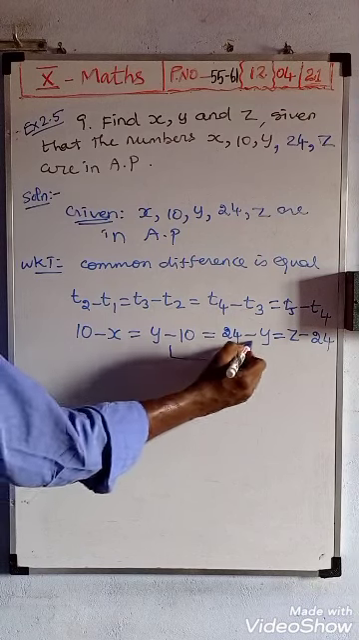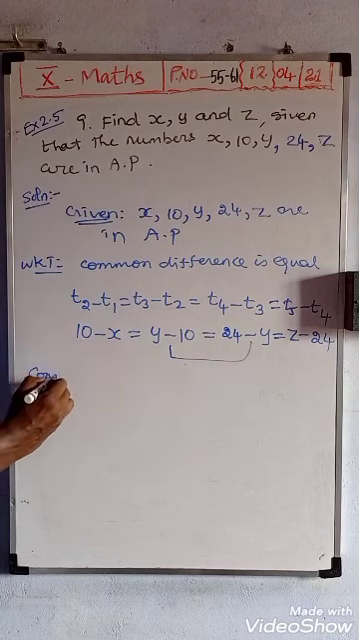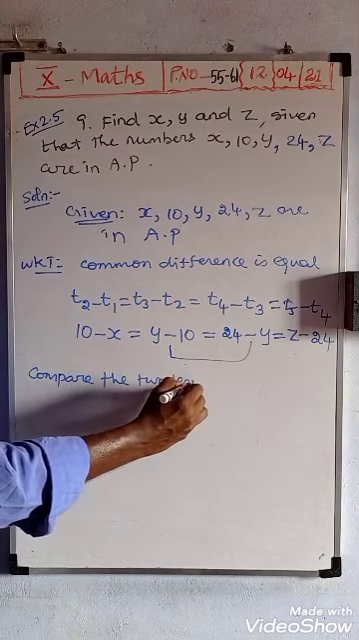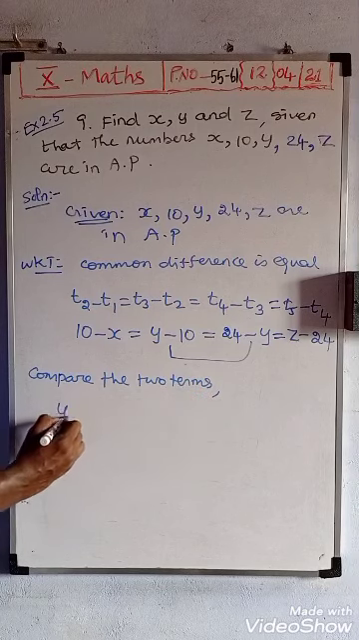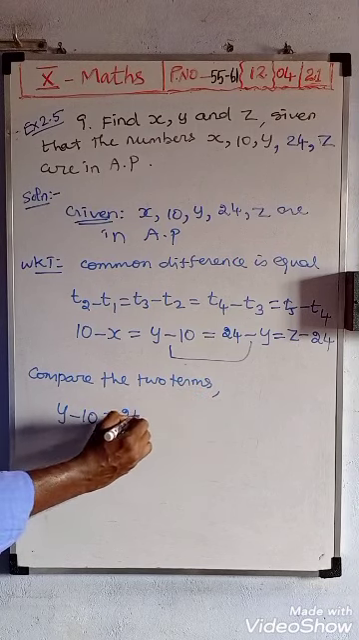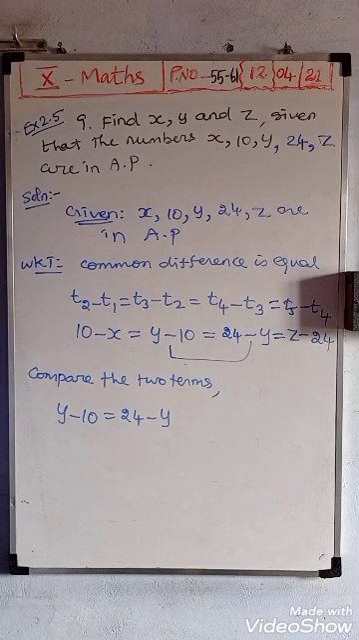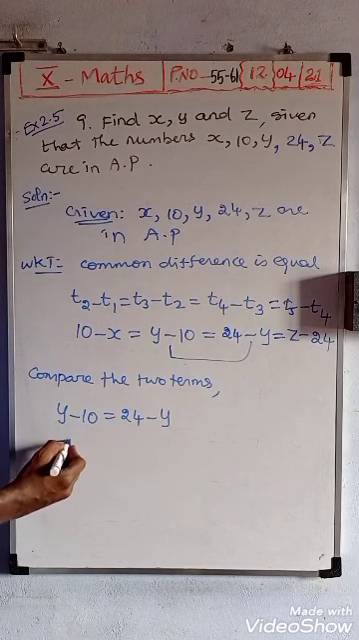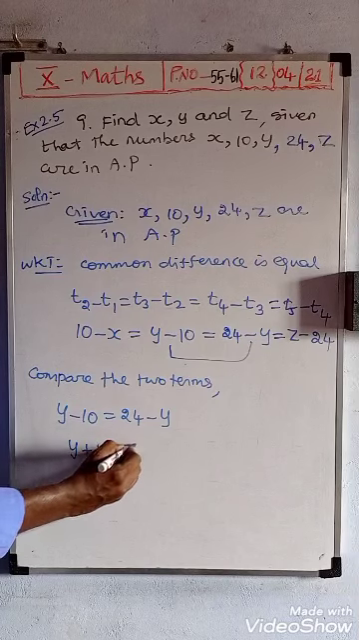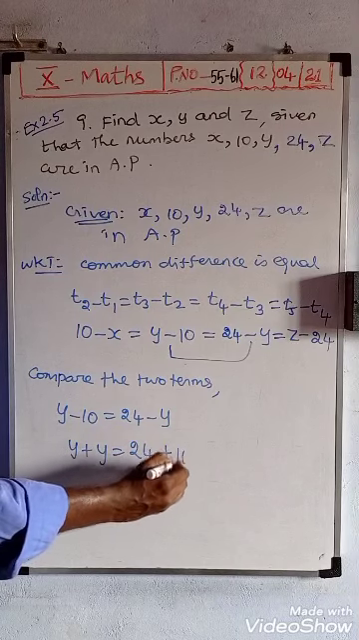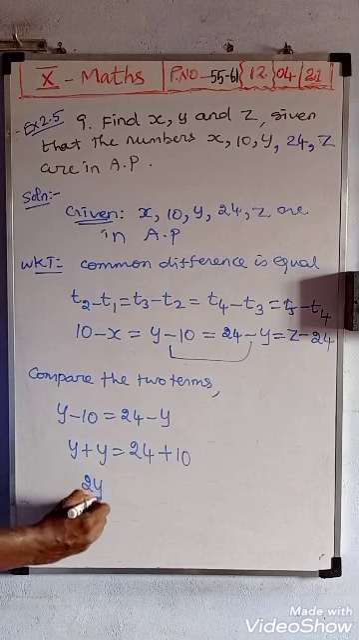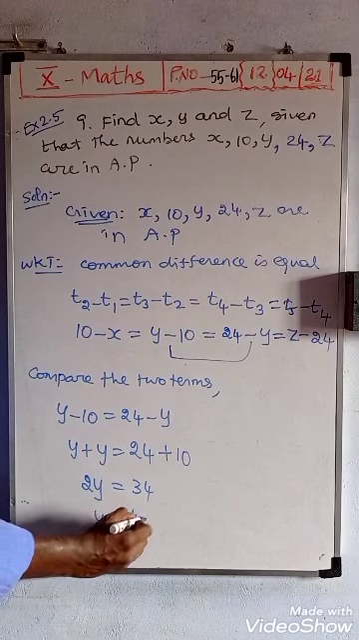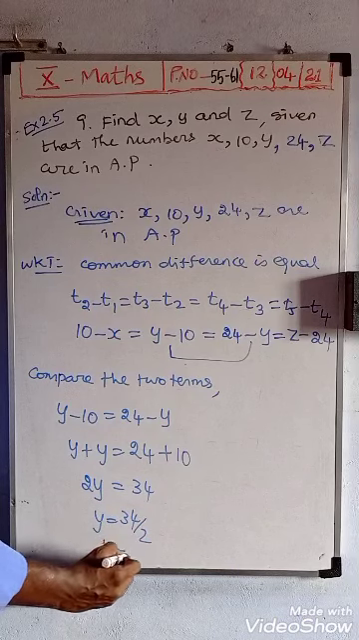So first these two terms I will compare. So y minus 10 is equal to 24 minus y. These two terms equate means you will receive the value of y. So minus y this side comes plus y, minus 10 that side goes plus 10. Now y plus y, 2y is equal to 34. Now y is equal to 34 by 2.